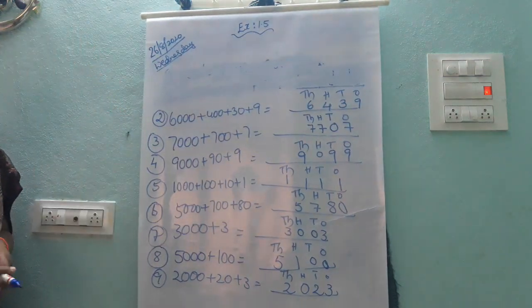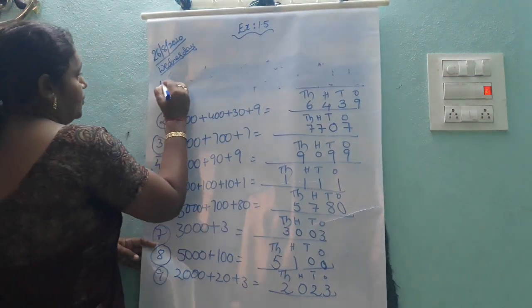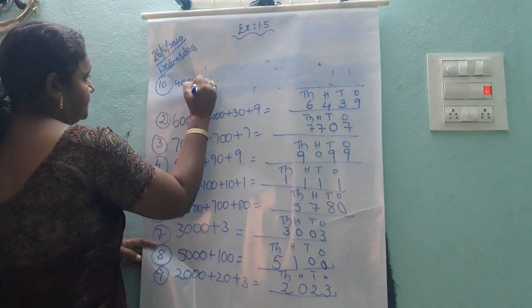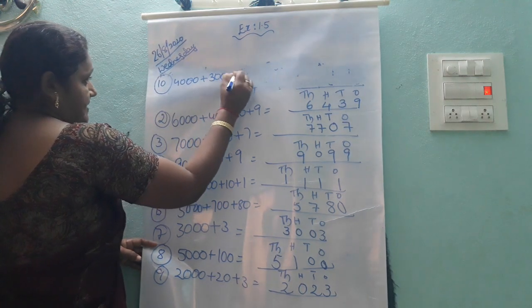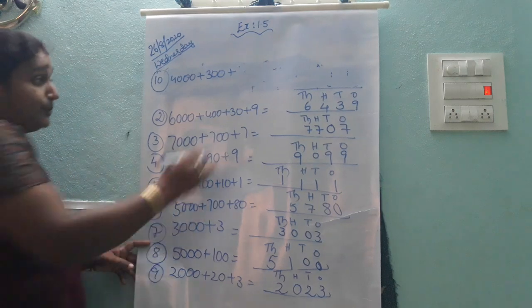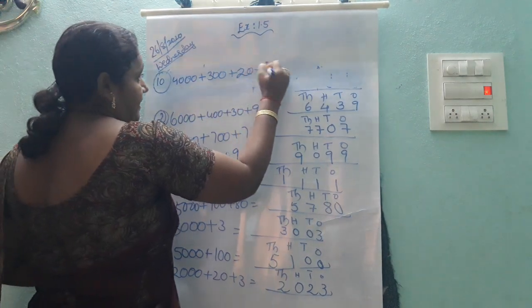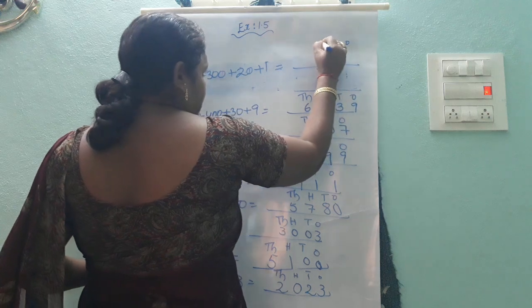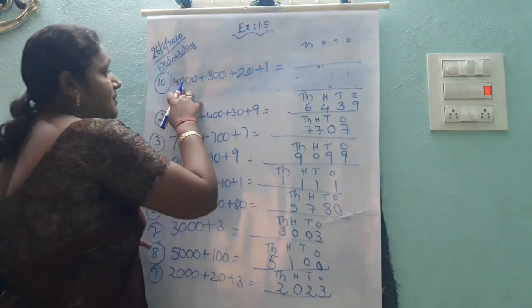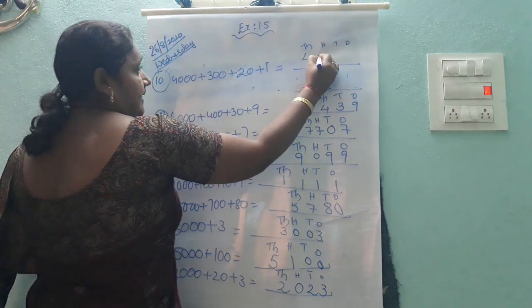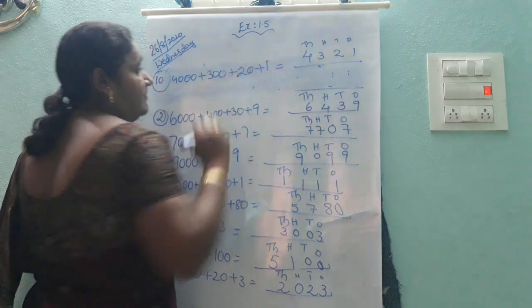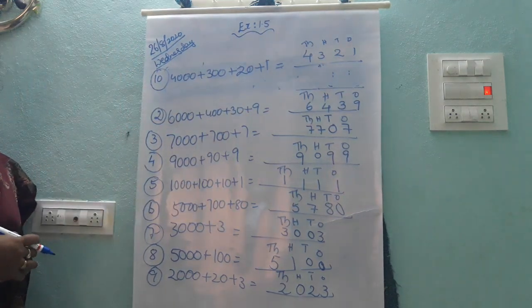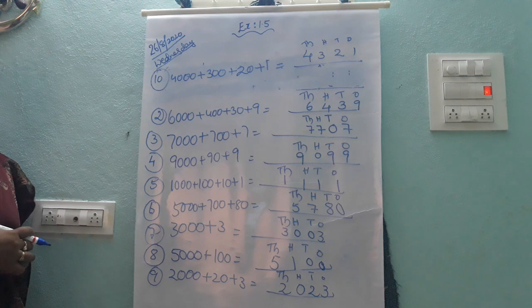See the tenth one. 4000, 300 plus 2 tens, 20, plus 1. They are asking us to write the number: ones, tens, hundreds, thousands. What is this number? 4000, 300, 2 tens and 1 one. Like that you can write 4321.